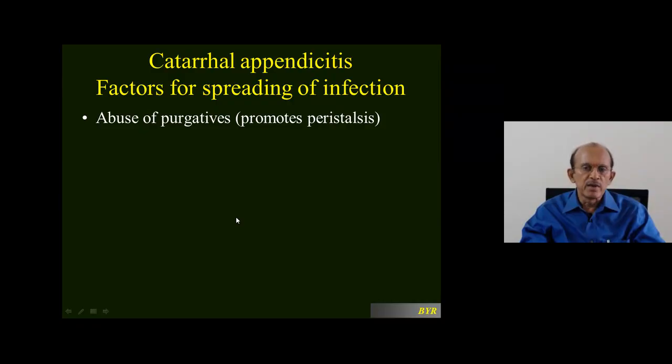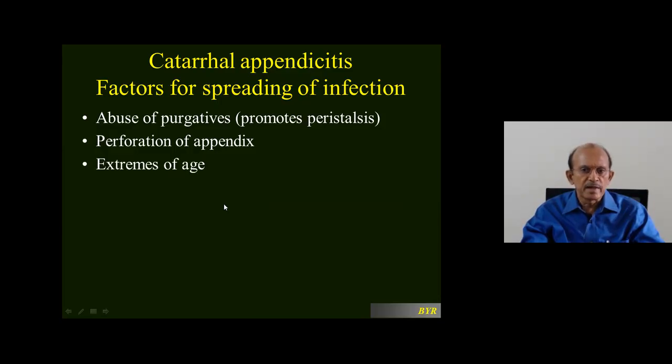Whenever a purgative is given, there will be vigorous peristalsis of the whole bowel. This peristalsis will cause spread of inflammatory exudates from the right iliac fossa to the whole of the peritoneal cavity. So that is how the peritoneal infection can spread. So the dictum is, whenever a patient is having acute pain abdomen, a purgative or laxative should not be administered. The other factor for spreading of infection is perforation of the appendix. If the appendix perforates, all its contents will gush into the peritoneal cavity, producing spreading peritonitis.